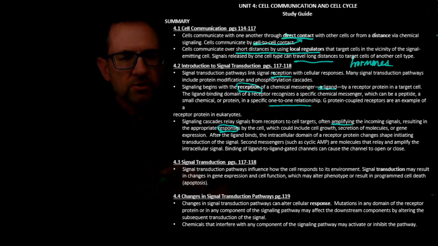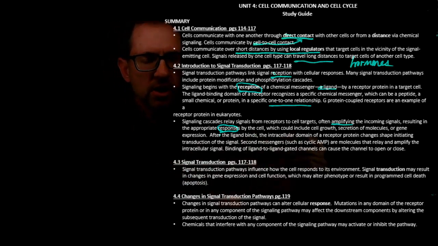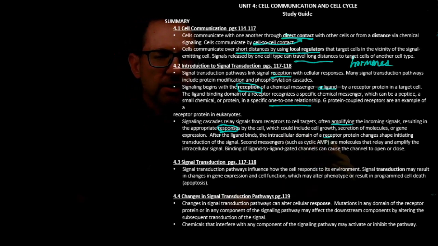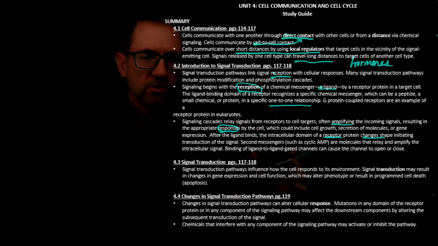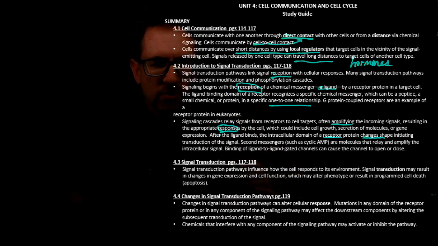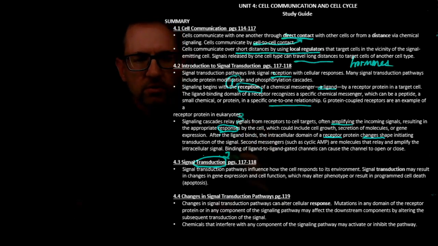After the ligand binds, the intracellular domains of a receptor protein change. So guys, don't forget, as soon as this receptor meets with a ligand, it's going to change shape. That's the receptor changing shape. They often call that a conformational change. That's going to start this transduction of the signal, which is our second word down here. So we have reception. Let's identify this. Reception. And then I don't want you to forget this one. Transduction is number 2. Let's go ahead and circle that one right here. And then that leads to some type of a response over here.